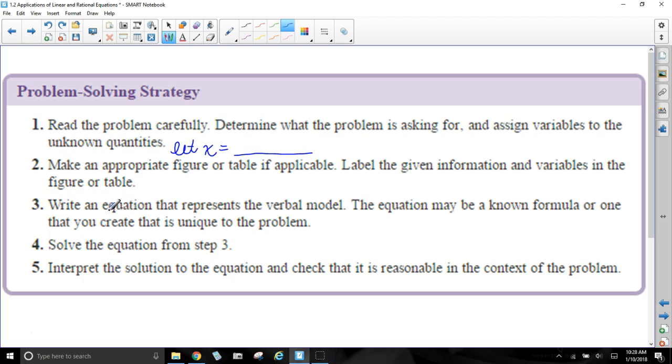Number 3, we're going to write an equation that represents the verbal model. You need to know about some formulas from geometry, physics, finance, etc. Or sometimes you need to be a little bit creative in formulating the equation that will work with your particular problem to get that solved. Then you're going to solve the equation and then make sure that what you get for your solution is relevant in the context of the problem.